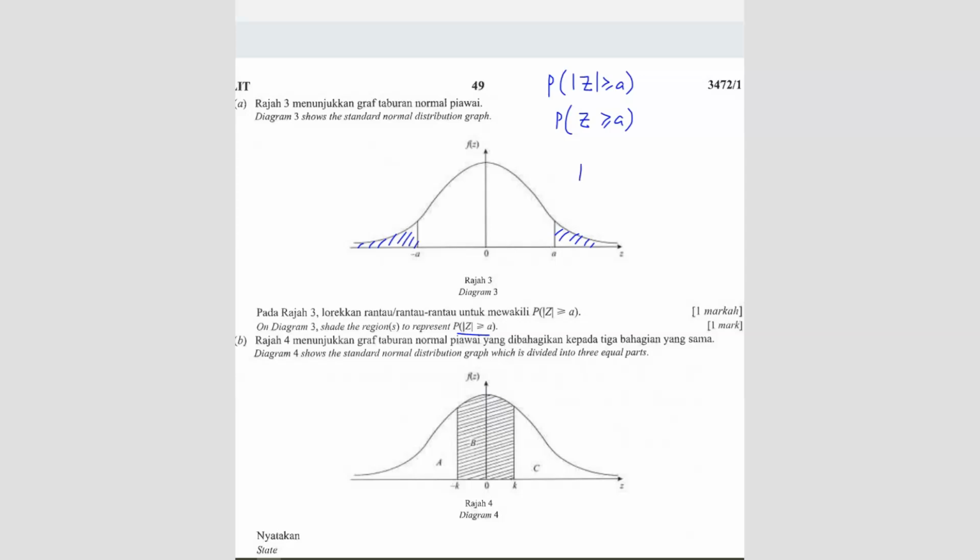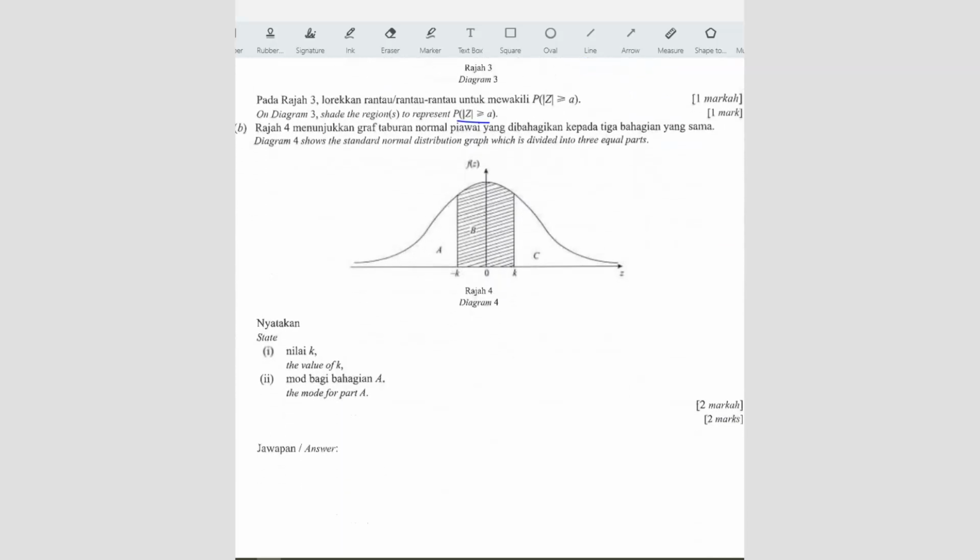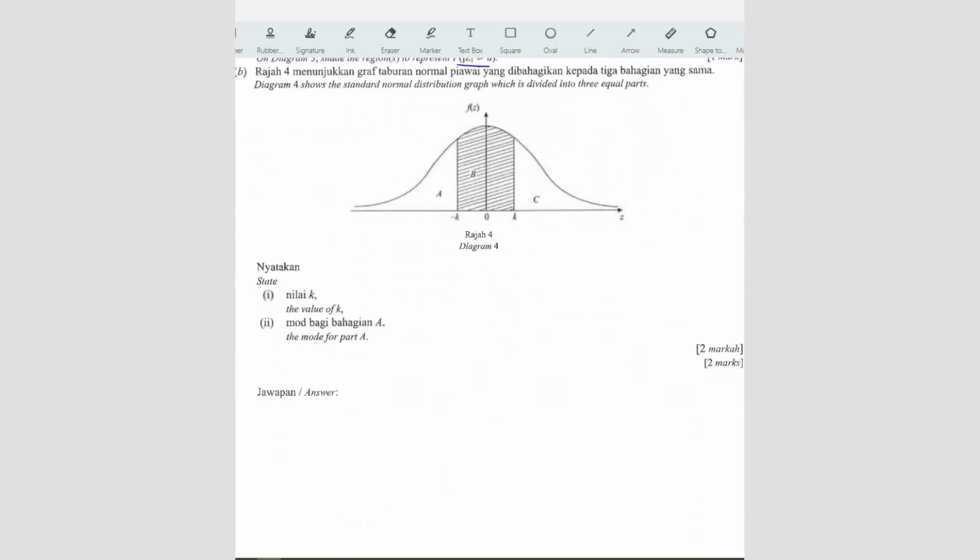If the question gives you less than or equal to A, and then there is a modulus, that means it's in the middle. But since the question is asking for this, the answer is these two sides. Clear? Alright, next. Diagram 4 shows a standard normal distribution graph which is divided into 3 equal parts.